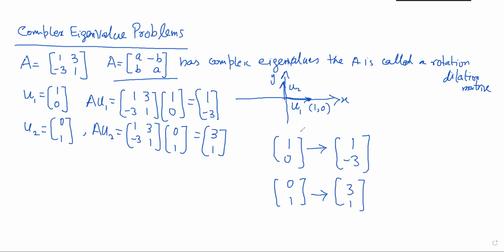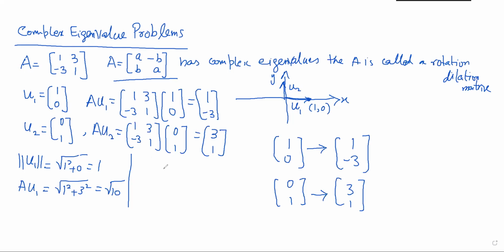So first of all, let's find the modulus, or the length, of this vector. The length of U1 is the square root of 1 square plus 0, which is 1. The length of the transformed vector AU1 will be the square root of 1 square plus 3 square, so it is the square root of 10. So the length changes from 1 to square root of 10.